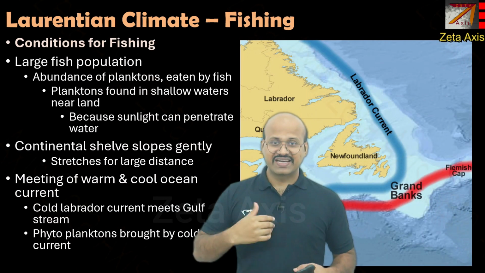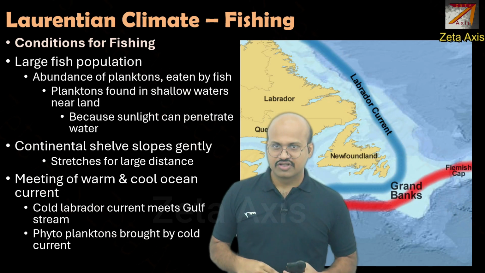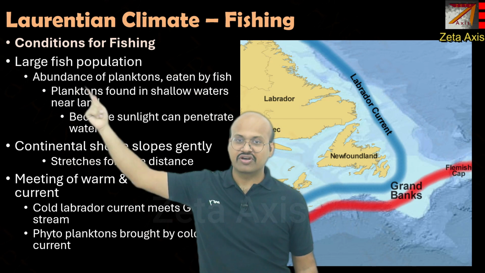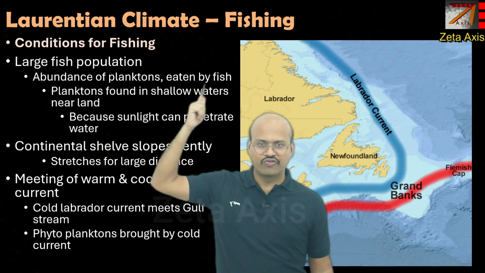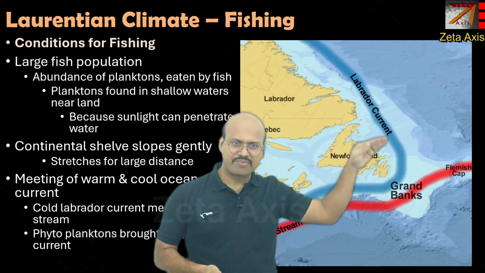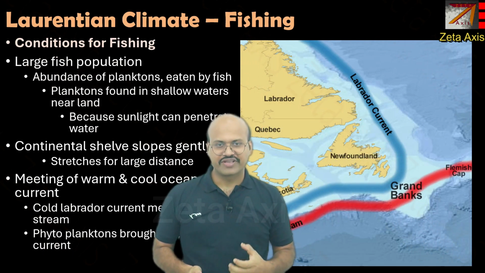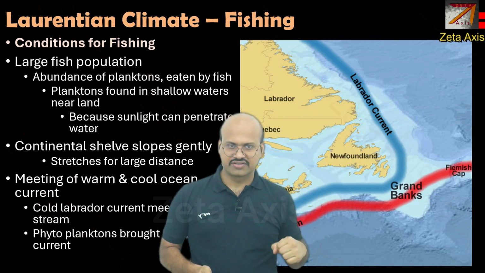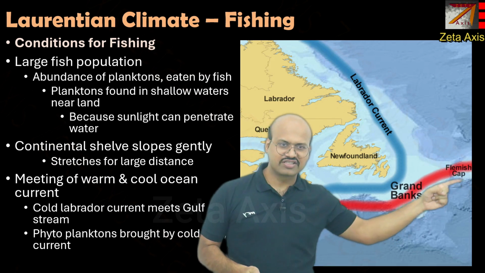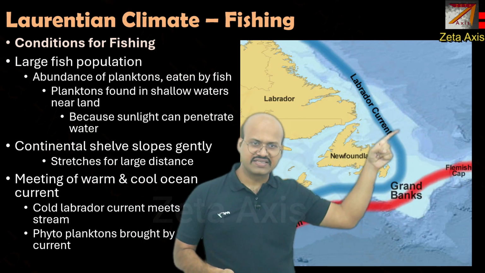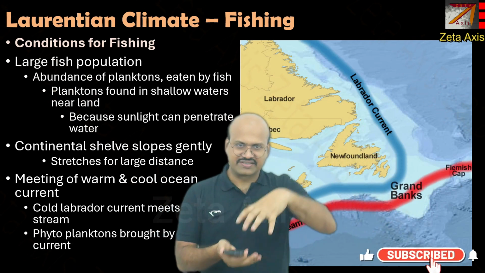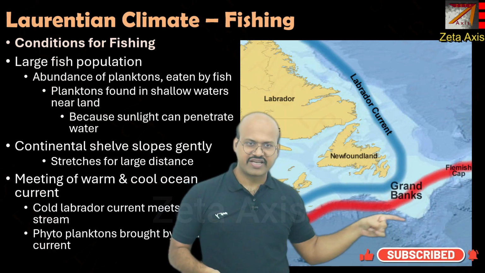Now let's see the conditions for fishing in the Laurentian climate. These regions have a large fish population. Why? Because of the abundance of phytoplankton, which is food for fish. The phytoplanktons are brought down by the Labrador current, because phytoplanktons are found in very high quantity in the polar waters. So these currents bring down the phytoplanktons, and here we see this is the continental shelf. That is, this region has a very big continental shelf where the sun rays can reach the depth of the sea.